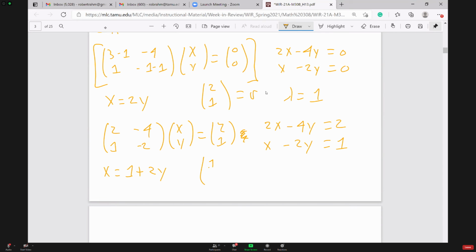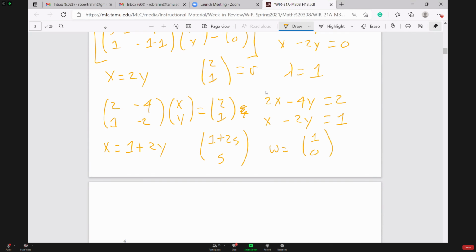So anything of this form is going to work for any value of s, so long as the vector that we get is not the 0 vector. But that's never going to happen. There's no value of s that we can pick where both of these entries are going to be equal to 0. So we'll pick an easy one, s is equal to 0. So w is equal to [1, 0] is the generalized eigenvector.